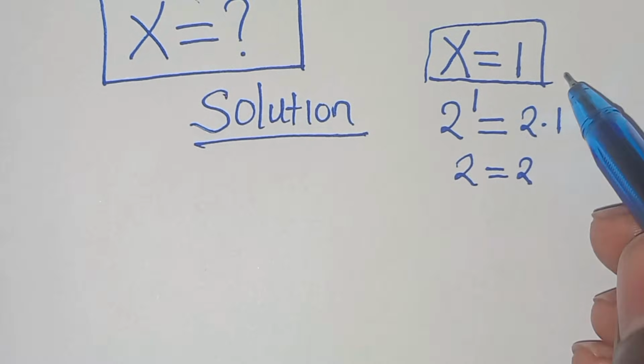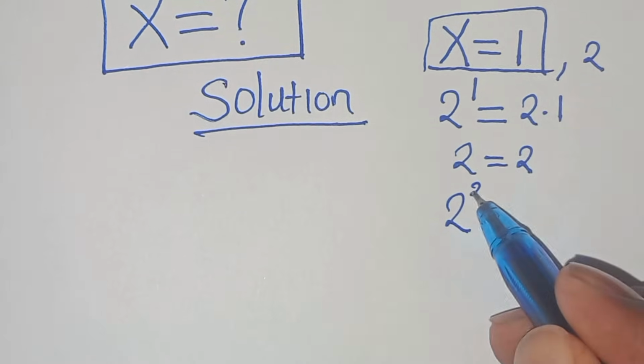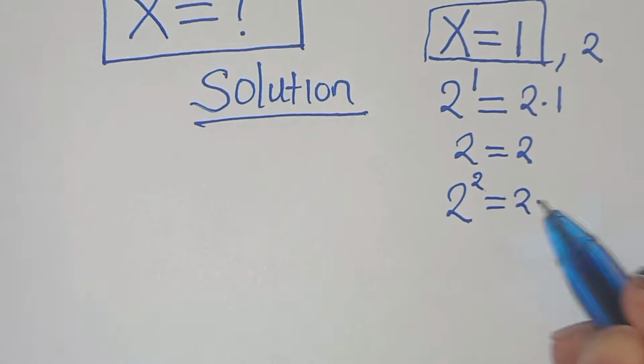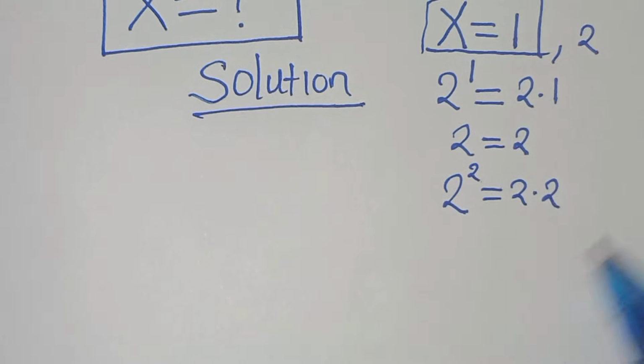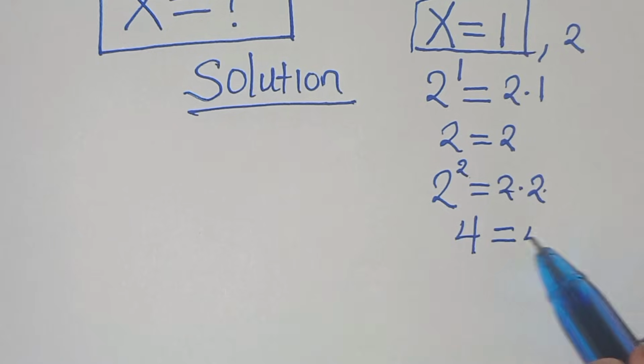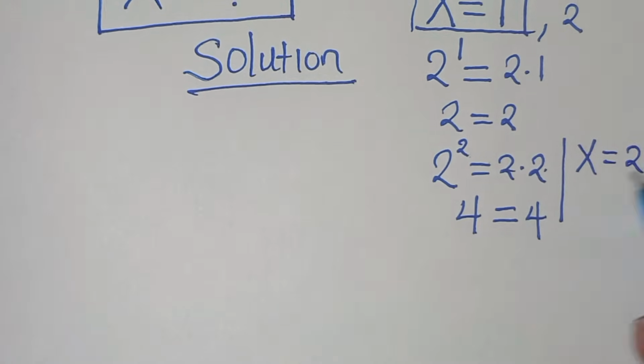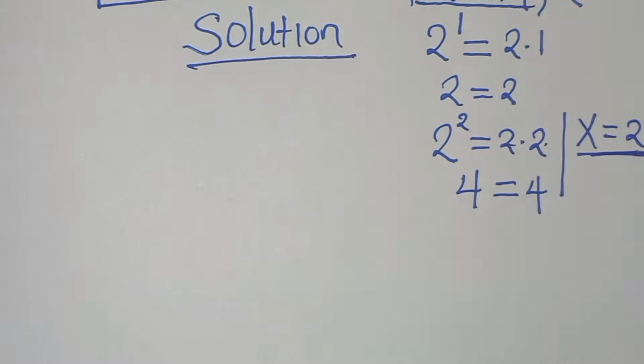Let's check x equal to 2. So this means we'll have 2 to the power of 2. This is equal to 2 multiplied by 2. And this means that 2 to the power of 2, this is 4. This is equal to 2 times 2, which is 4. So this implies also that x equal to 2. This is the second solution.